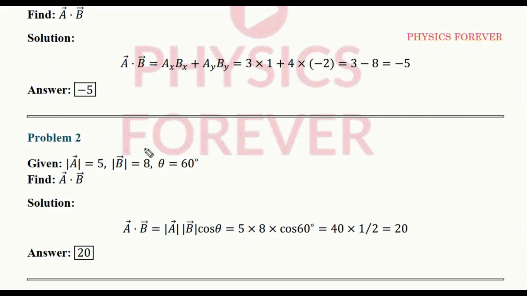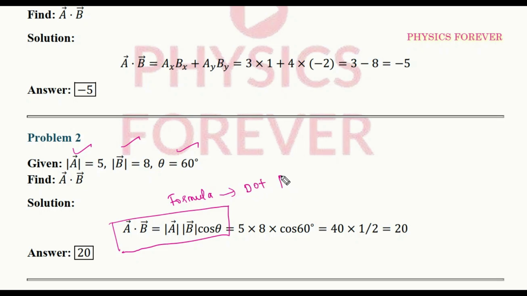So then question number 2. A is given, B is given, then theta is given. So this is the formula, the formula for the dot product. A is 5, B is 8, into cos theta. So 5 into 8 is 40. Cos 60 should be 1 by 2. Just substitute and we get the answer: 20.